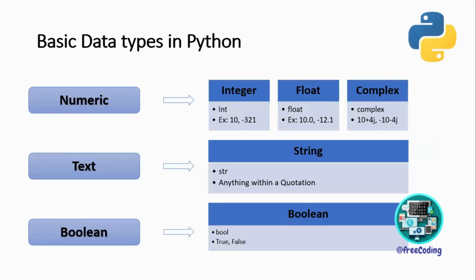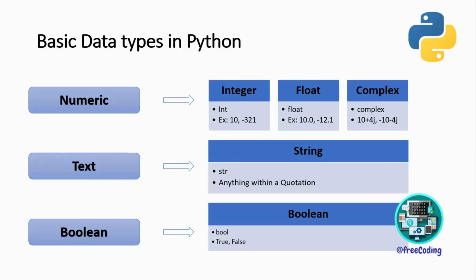Now, obviously when you're talking about variables, we should also be aware of the data types that we have in Python. But today, we're just going to discuss the basic data types that we have in Python. So you have the numeric data type. Under numeric data type, there are 3 different data types you have: integer, float, and complex.